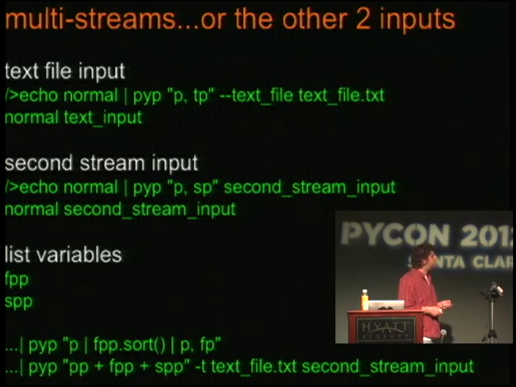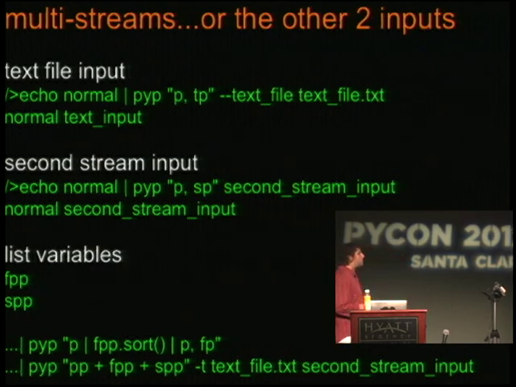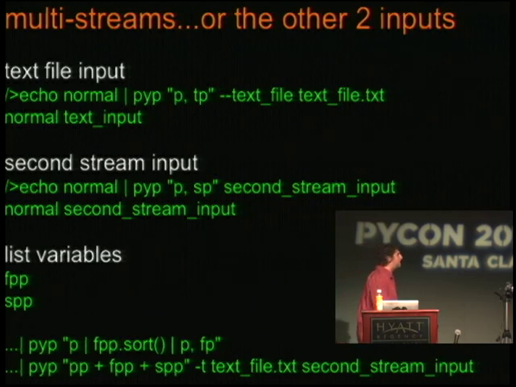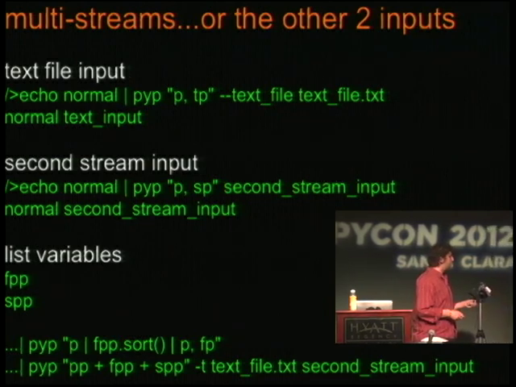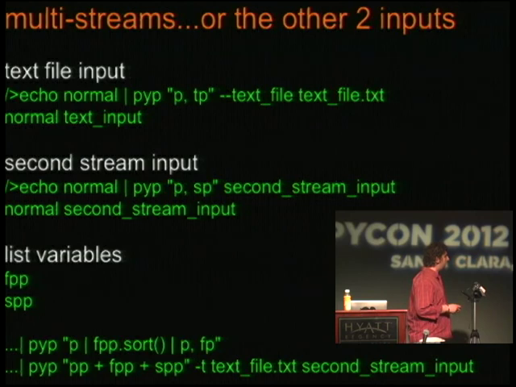Second stream input is probably more interesting. You can have statements separated by spaces after your Pied Piper command, and those will be input right next to it as well, right? So it has a whole variable set for that. We have two list variables, FPP and SPP, and basically any operation that you do on these will stick, right? So if you want to sort all your file inputs, you just do fpp.sort and then continue working with it, and this FP will represent the sorted file array, right?